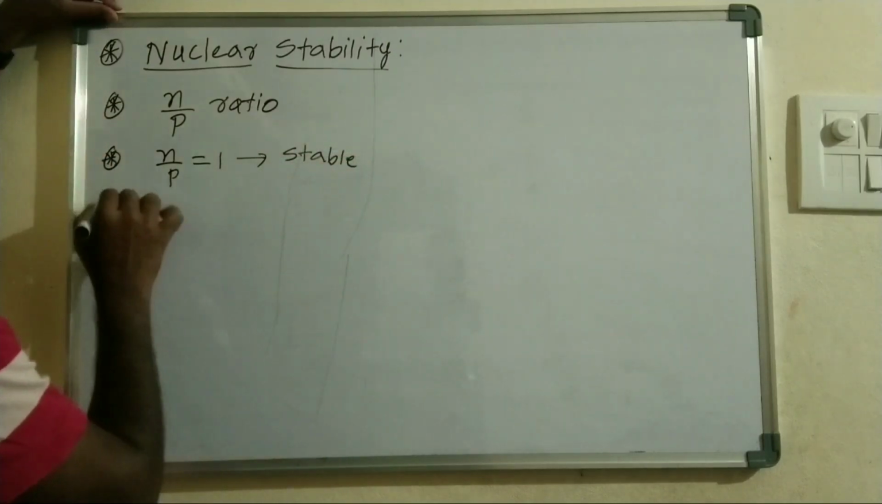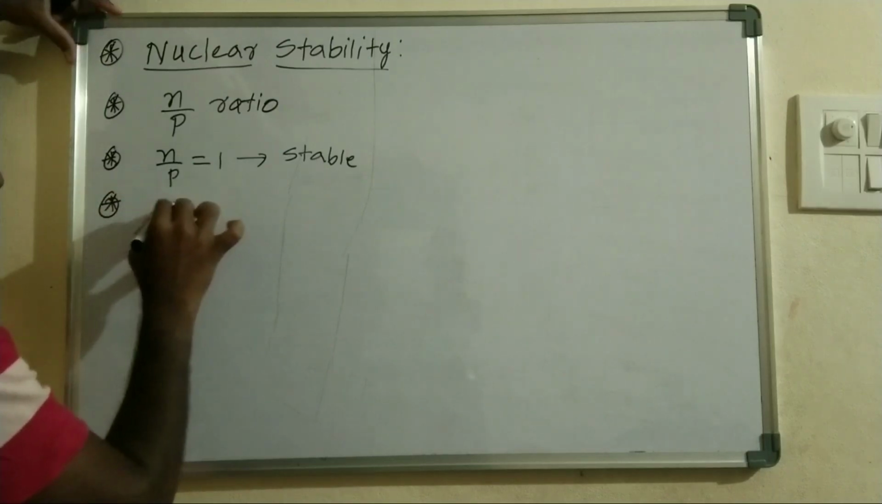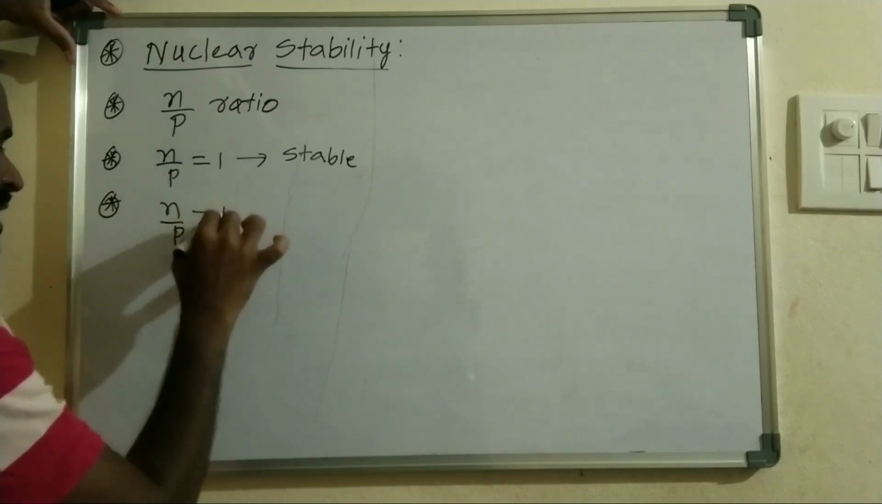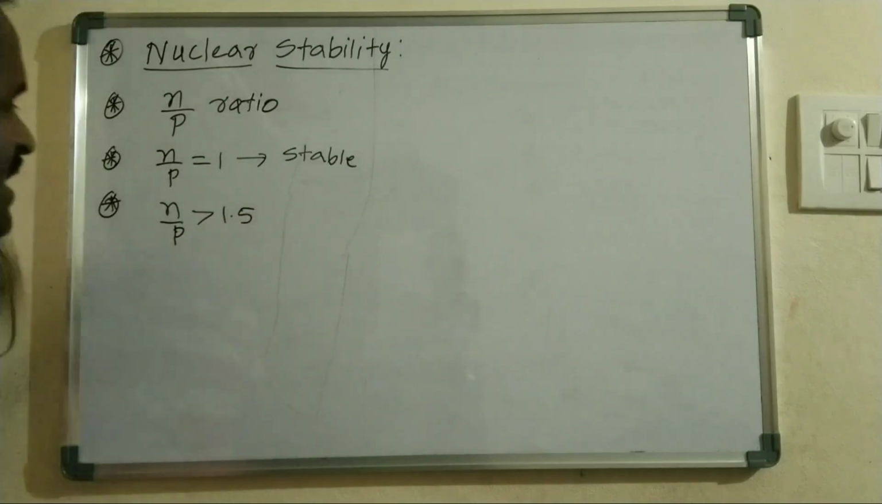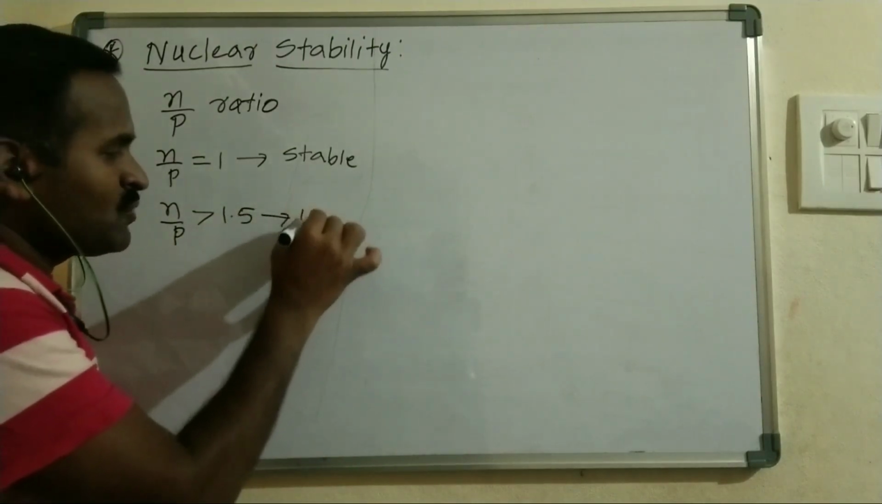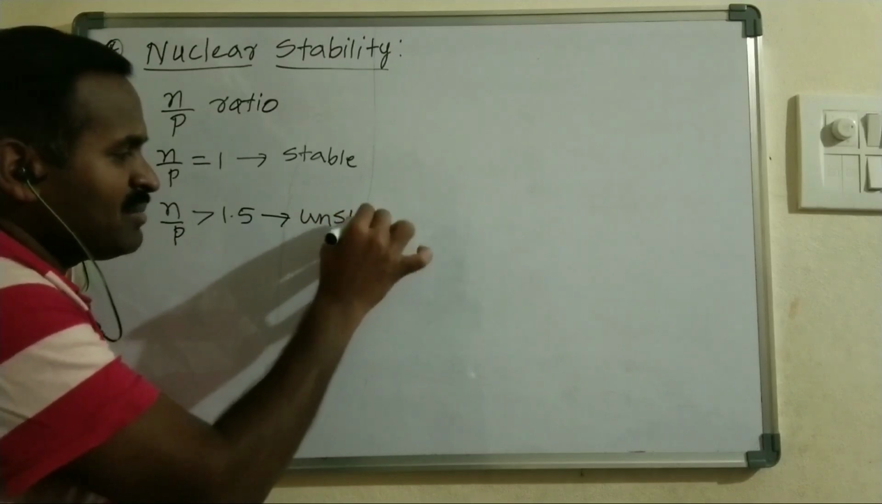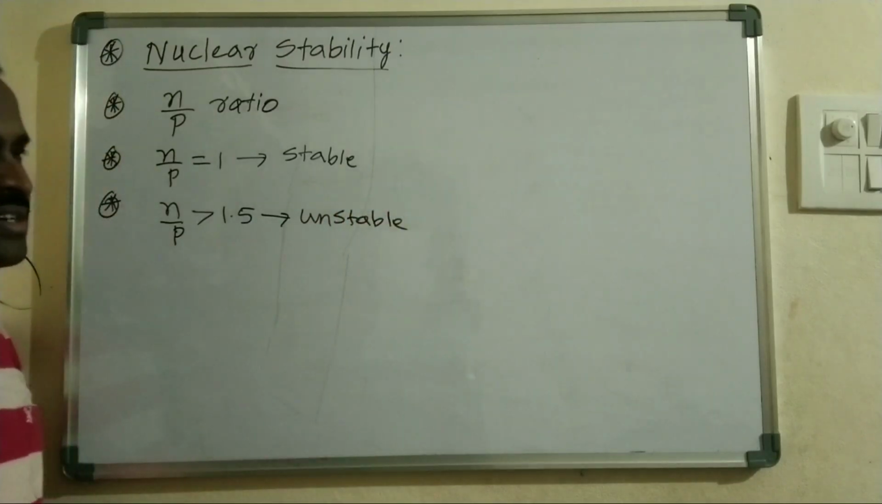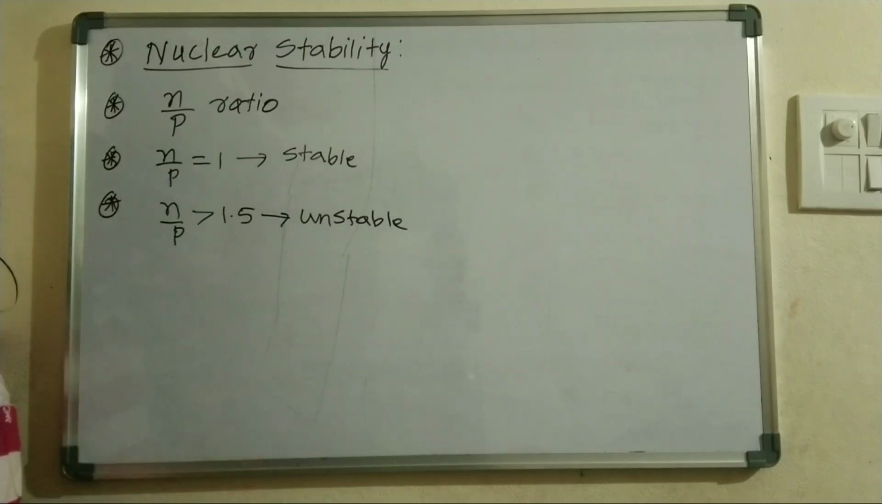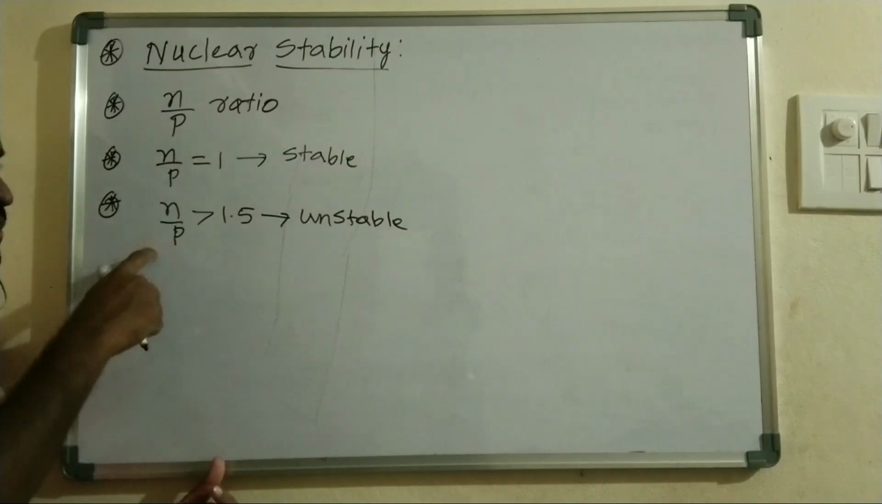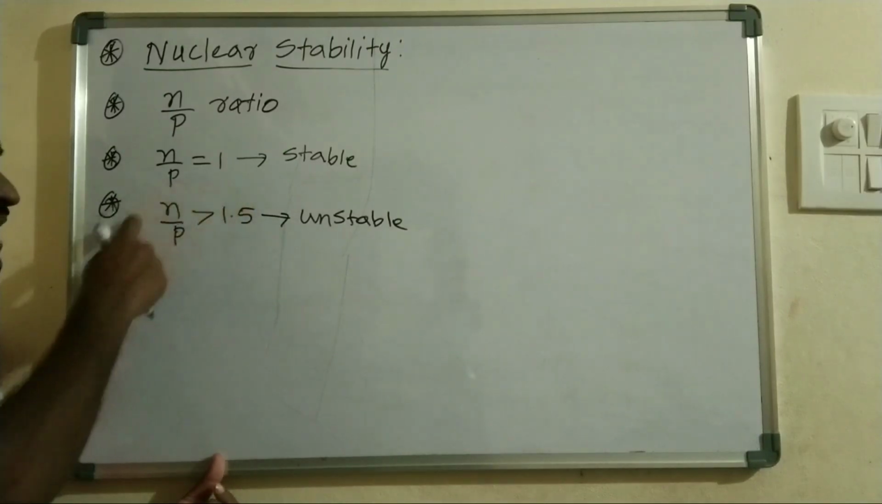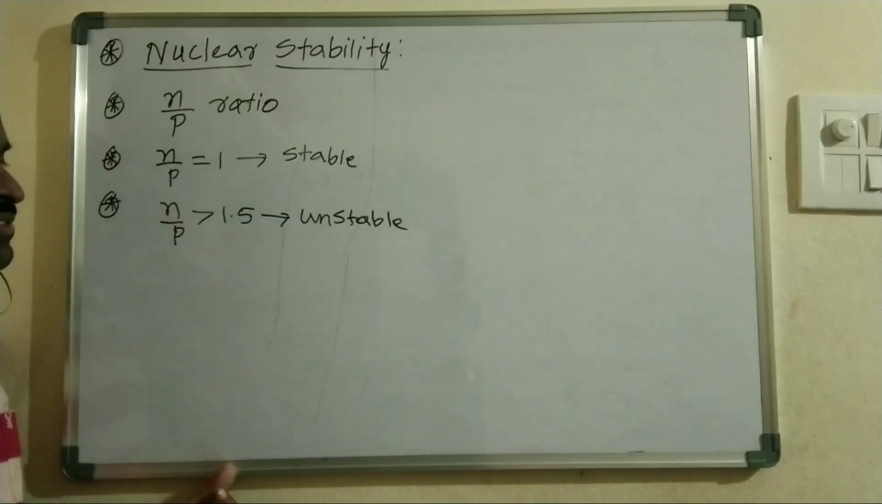If the n by p ratio is greater than 1.5, then it is highly unstable. Immediately it emits certain radiation, and such elements are called radioactive elements. So the nucleus of a particular atom of an element which has an n by p ratio greater than 1.5 is highly unstable. It emits radiation. Such elements are called radioactive elements.